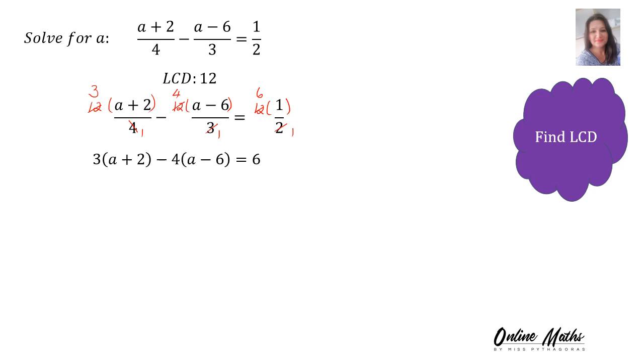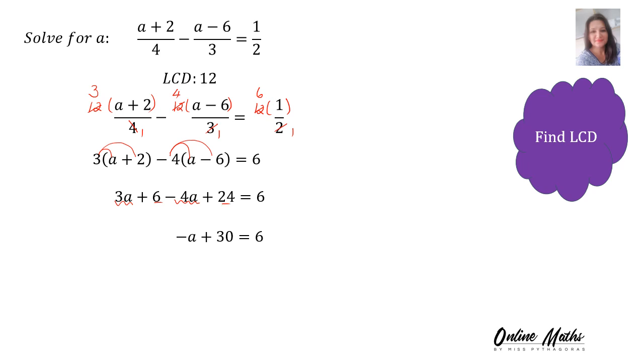The next step, I will get rid of the brackets by doing the distributive property of multiplication. That means I will take the 3 and distribute it into the brackets. Therefore, 3 times a is 3a, 3 times 2 is plus 6. Then the next term, negative 4 times a is minus 4a, and negative 4 times negative 6 is plus 24. The next step, I will add my like terms. 3a minus 4a is negative a, and then plus 6 plus 24 is 30 equals 6.